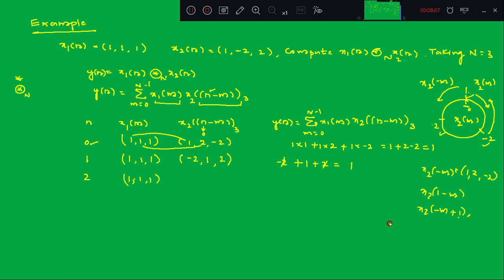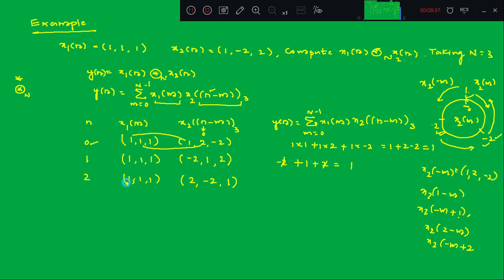Substitute n is equal to 2. So after substituting n is equal to 2, what you will get? x2 of 2 minus m, or what you will get? x2 of minus m plus 2. So this is advanced by 1. So if I add 2 means you have to start from here in anti-clockwise direction. First 2, then minus 2, then 1. So 2, minus 2, next 1.